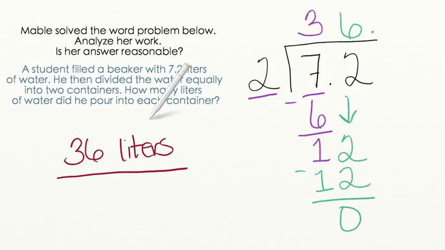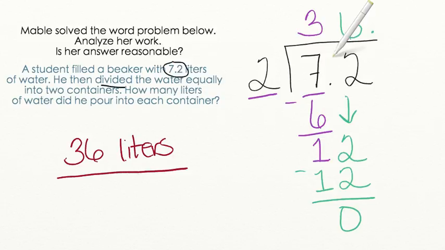Well, we can see that she got an answer of 36 liters. But that doesn't really make sense because she only started with 7 2/10 liters. And if she was dividing it equally, her answer should be less than 7 2/10, not greater. Let's see by checking her work and see if we can find out where her error is.